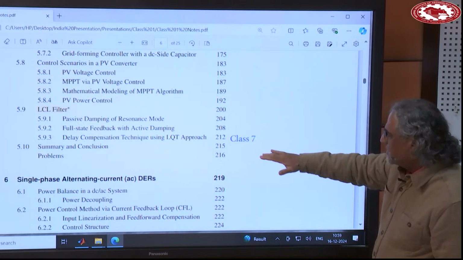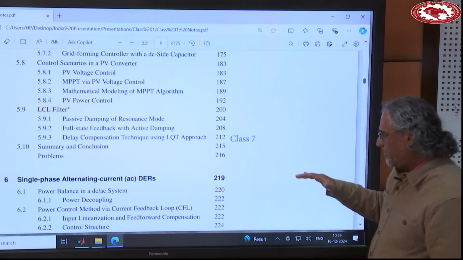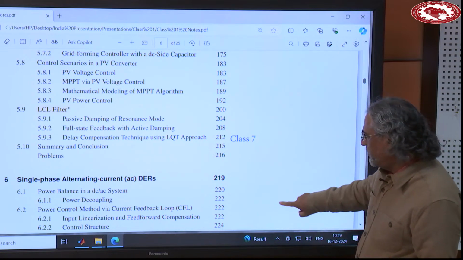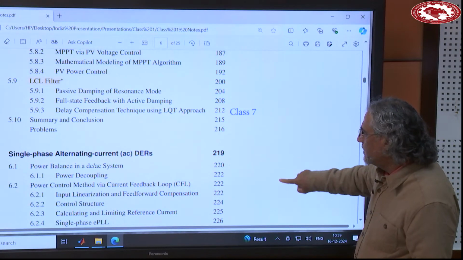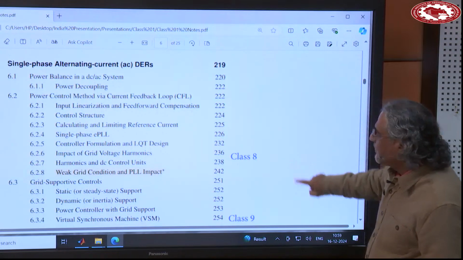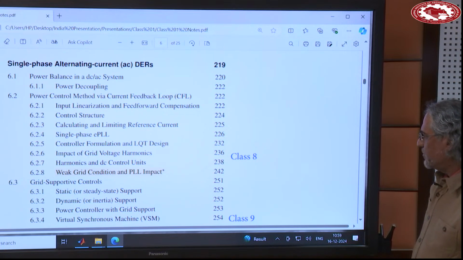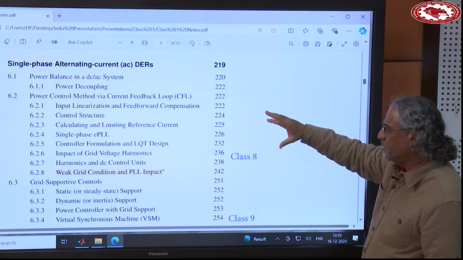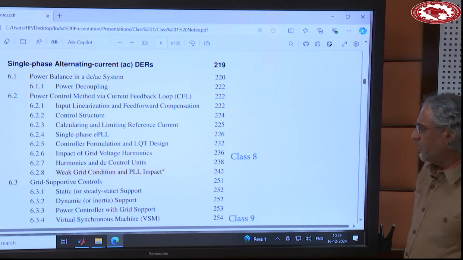So by the end of this, we have covered DC distributed energy resources. Now we have AC. For AC, I broke it down into 2 chapters. One on single phase, that's chapter 6 here. And again, this is a relatively large chapter. I broke it down into 3 classes. So the first one, again, is getting to know the problem, the background and everything, the statement of the problem, and what are the objectives that we are looking for.